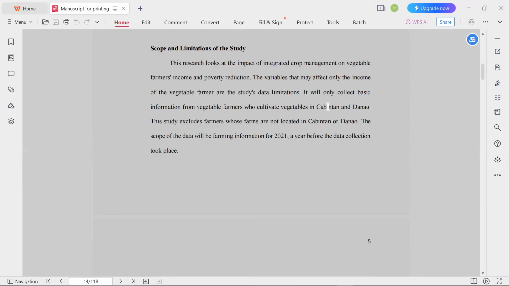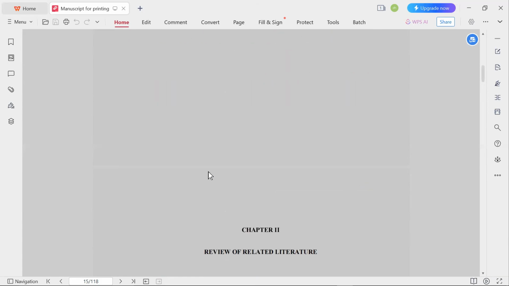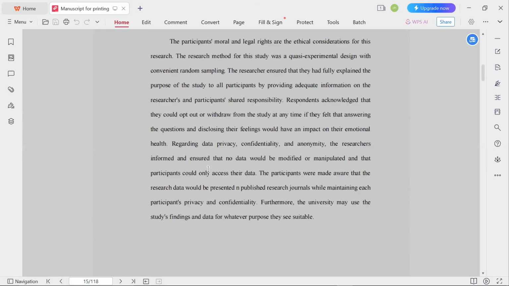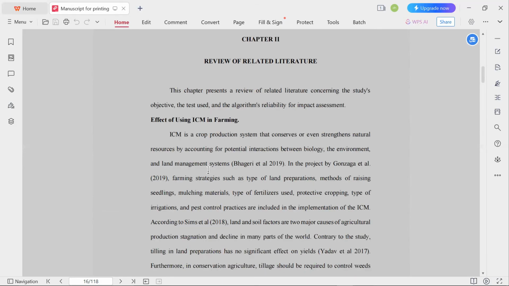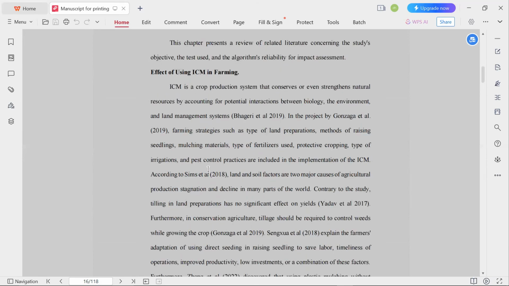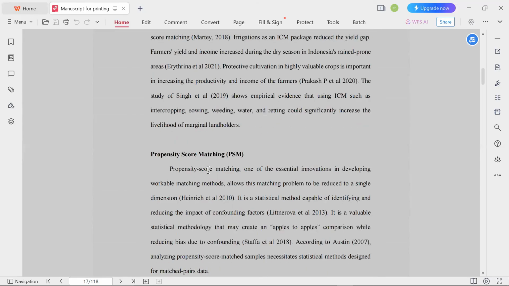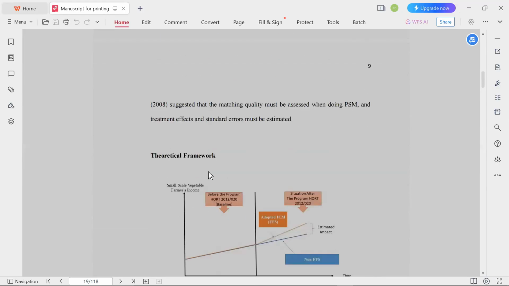We also have the scope and limitation of the study, where you will state only the time collected and who are the respondents of the study and who are excluded from the study. So you need to put that in the scope and limitation. For the significance of the study, since our manuscript did not involve a significance of the study, we go directly to the review of literature. My review of literature is all about the use of propensity score matching. So that's why it looks like this. And then the reliability of propensity score matching.